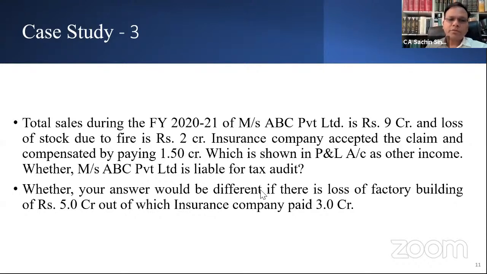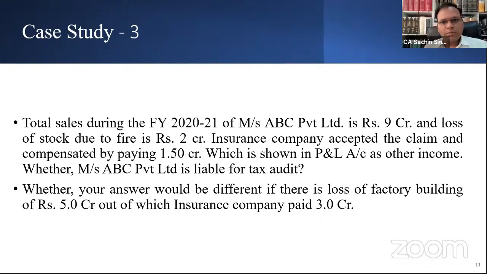Whether your answer will be different if there is loss of factory building of rupees 5 crore, out of which the insurance company paid 3 crore. So 9 crore is the turnover and 3 crore is being paid by the insurance company. So total 12 crore, whether it is auditable or not. Any answer on this? Okay, factory then no. Okay, so majority is no. So I also want to go with the majority.